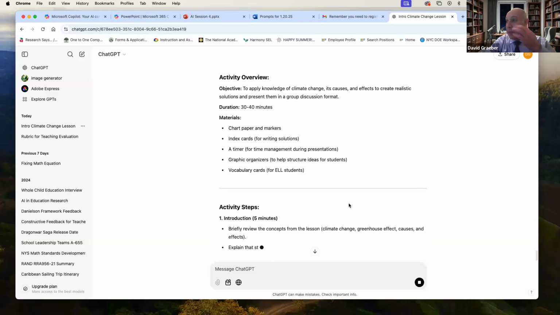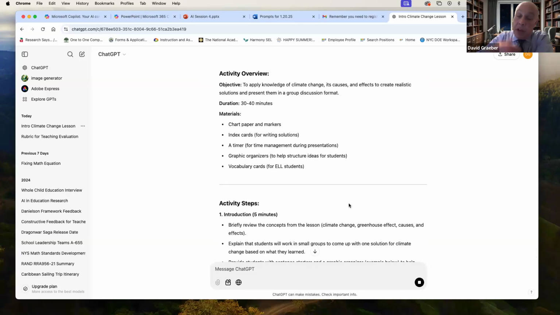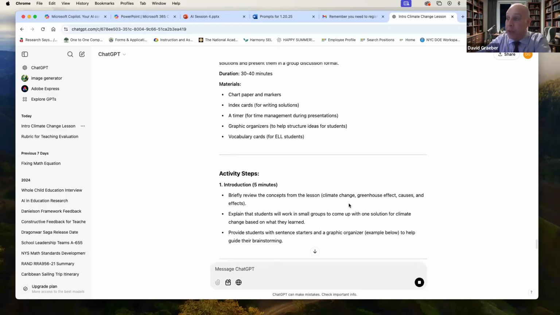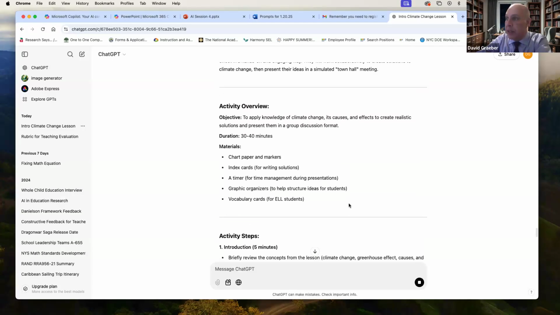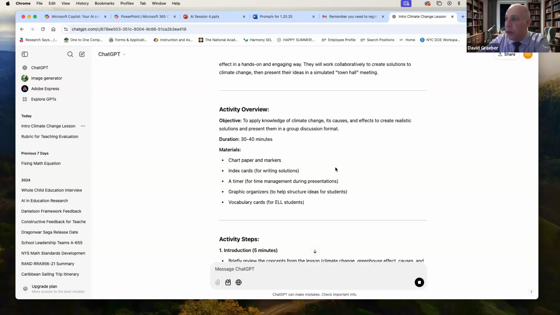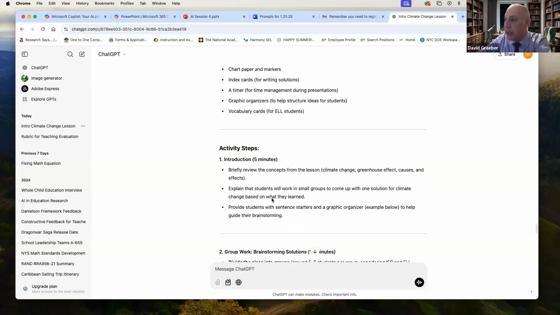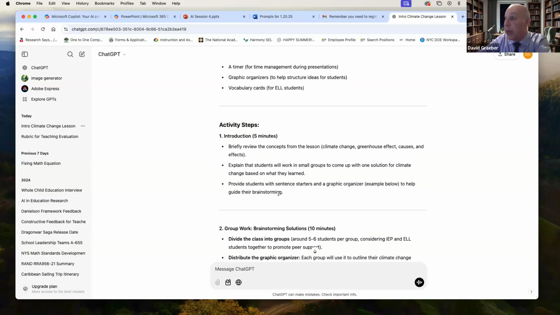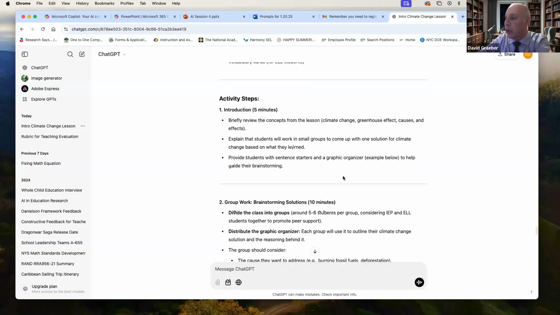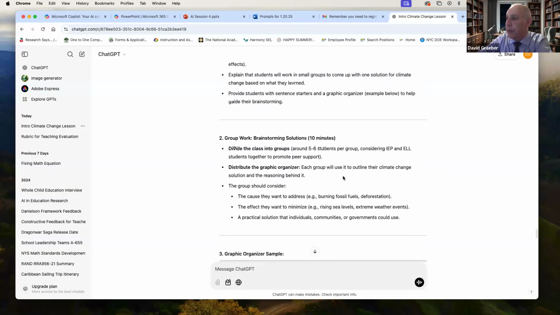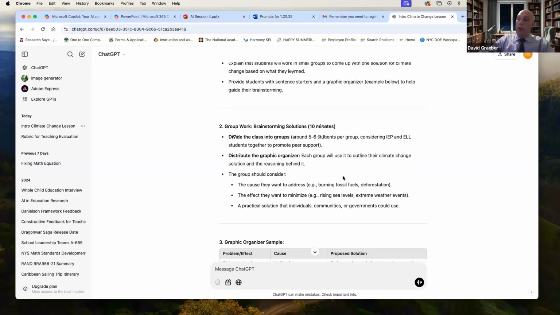I can get less and less specific as I'm discussing with the bot. It's learning from me, right? So let's see what it's asking us to do here. Create realistic solutions, chart paper, index cards, timer, graphic organizer. Okay. Briefly review the concepts from the lesson. Explain the students will work in small groups. Each group has to develop a solution for climate change based on what they learned, right? Again, my lesson's getting longer over a couple of days.